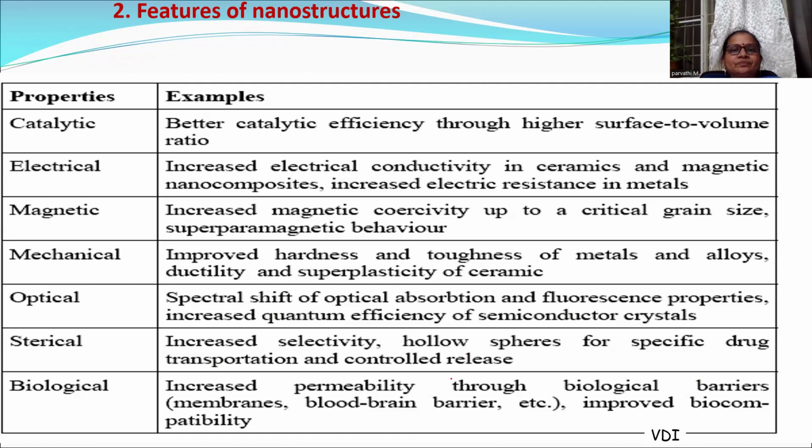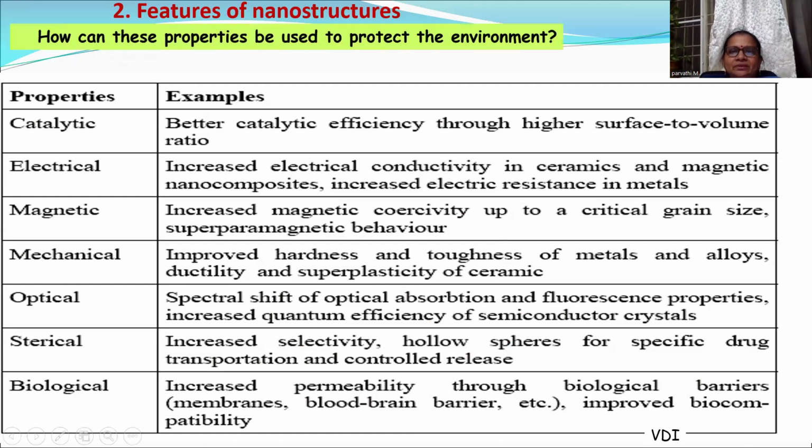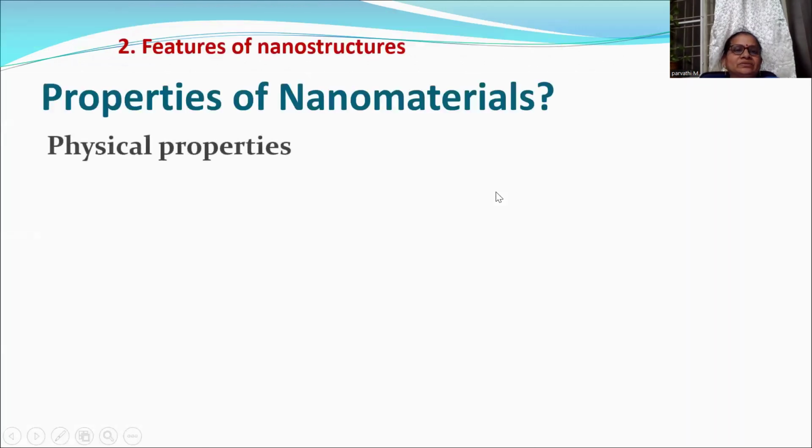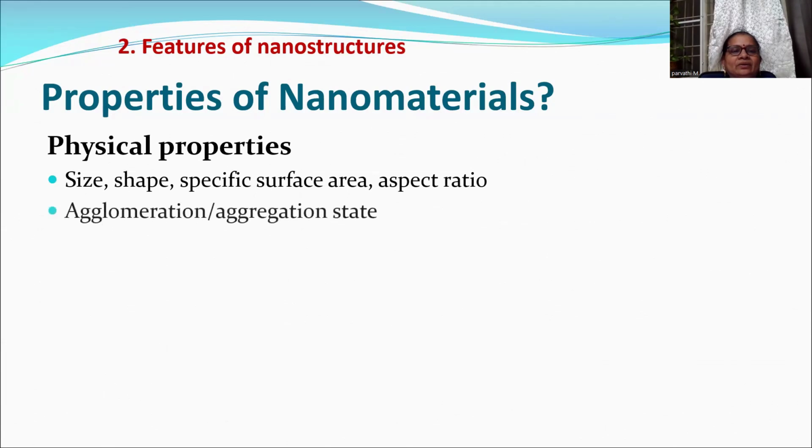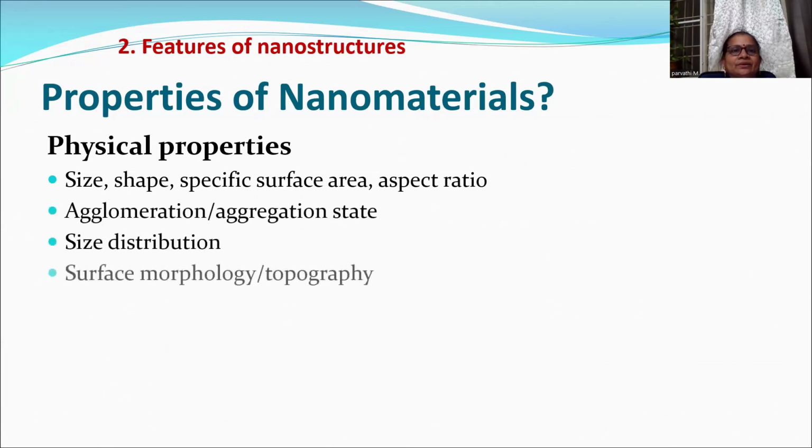Now, when it comes to properties individually in different fields, like physical properties, the physical properties basically concentrate on size, shape, specific surface area, aspect ratio, agglomeration and aggregation state, and size distribution.